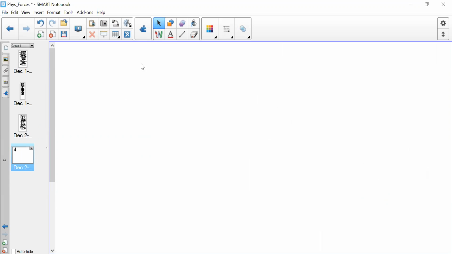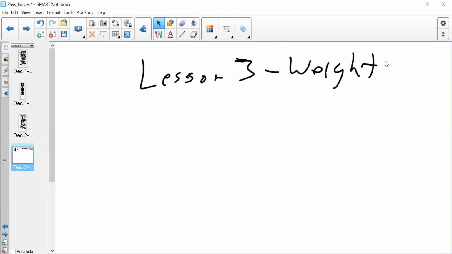So lesson 3, weight. Weight is like a form of Newton's second law. Weight is commonly called the force of gravity, which is equal to mass times acceleration of gravity. And I say it's a form of Newton's second law because we know Newton's second law is any net force equals mass times any acceleration. Well, the acceleration in this case is going to be gravity. And so this would be called the weight equation.